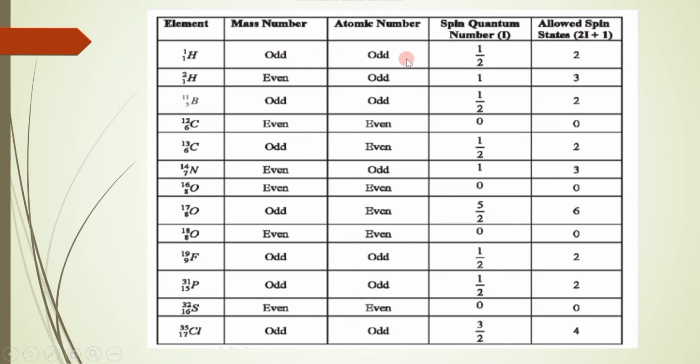So from here, from the mass number and atomic number, we can easily identify which are the elements that are NMR inactive. Either one should be odd. So here both are even, so carbon-12 is inactive, and then comes oxygen-18 and oxygen-16, and then sulfur-32. These all have spin quantum number 0. These are NMR inactive.